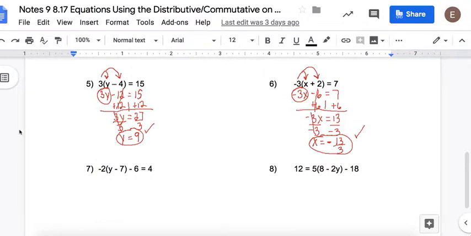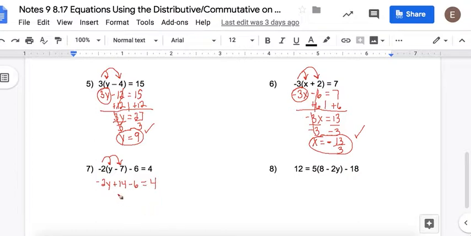Okay, so look at number 7. I have a negative 2 in front, so I'm going to distribute. Negative 2 times y is negative 2y. Negative 2 times negative 7 is positive 14. Bring down the minus 6 equals 4.